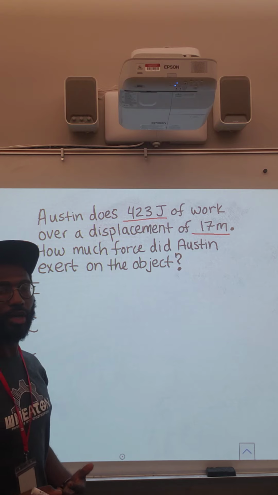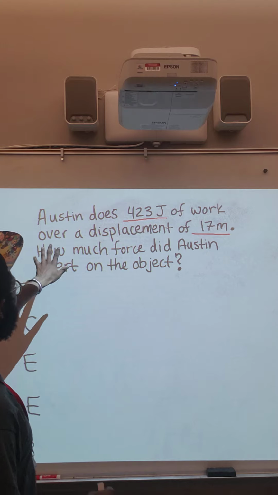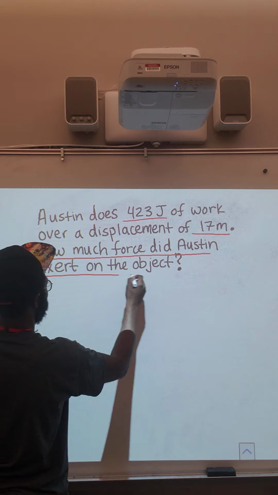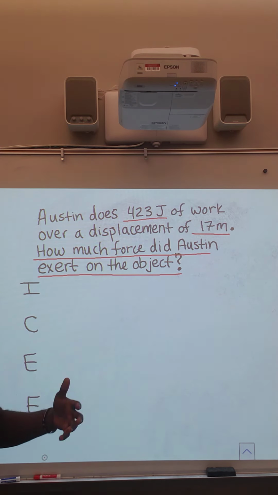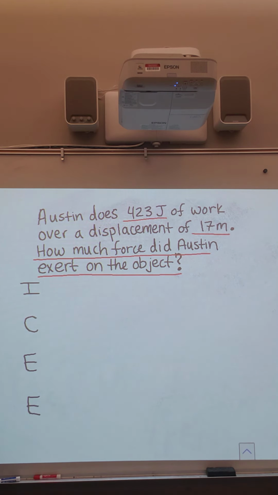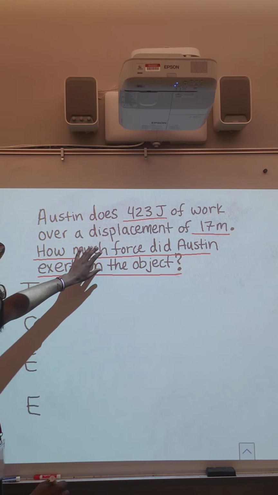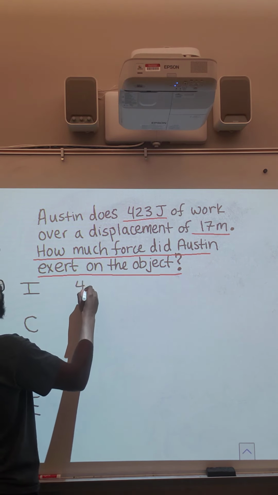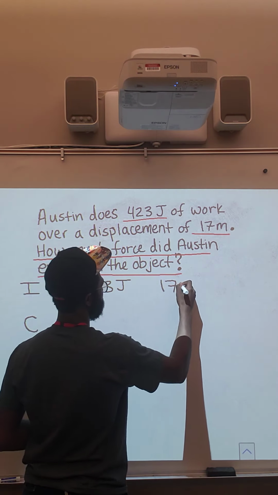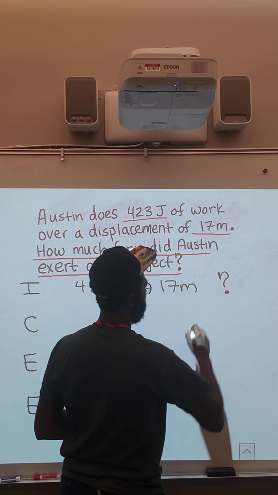The other thing we want to do in our identify step is identify if we're being asked a question. When we look over this problem, we see that our question is asked right here. It's not important to know what the question is about just yet. We just want to see, are we being asked about something? So let's write down our measurements: 423 joules, 17 meters, and we are being asked a question, so we write a question mark there.